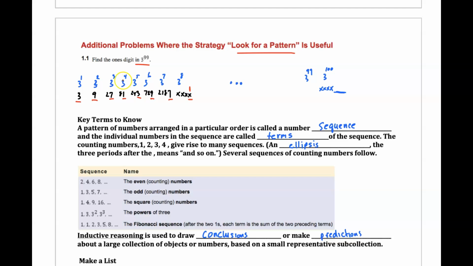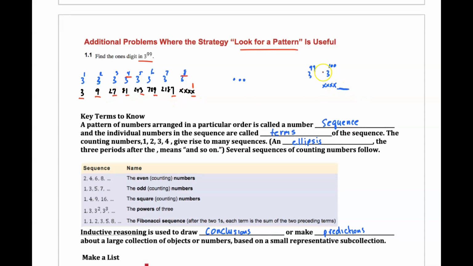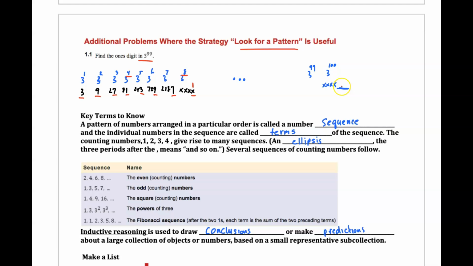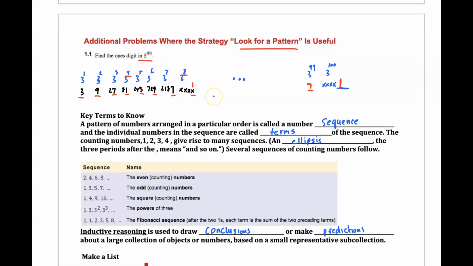So to me, it looks like anything that's a multiple of 4 always ends in 1, if you look carefully. Any multiple of 3 ends in 7. So 3 to the power of 100, its last digit I would predict is a 1, because 100 is divisible by 4. And then 99 is divisible by 3, so my prediction is the last digit would be a 7 based off that pattern.